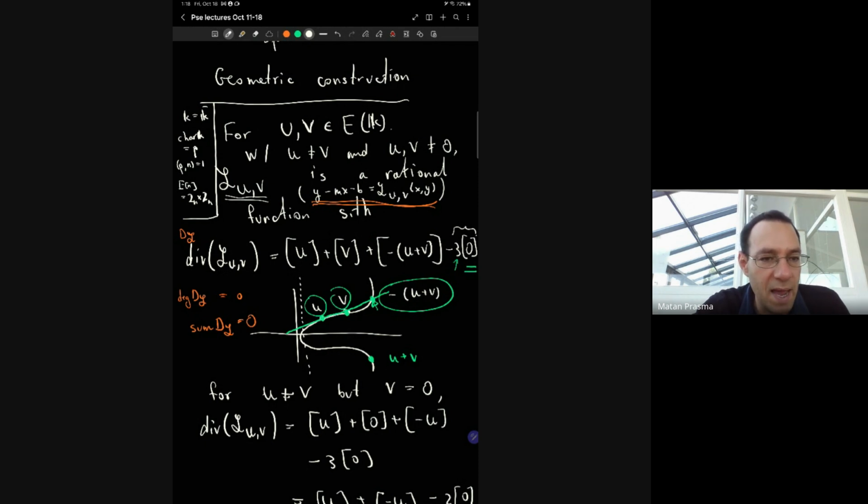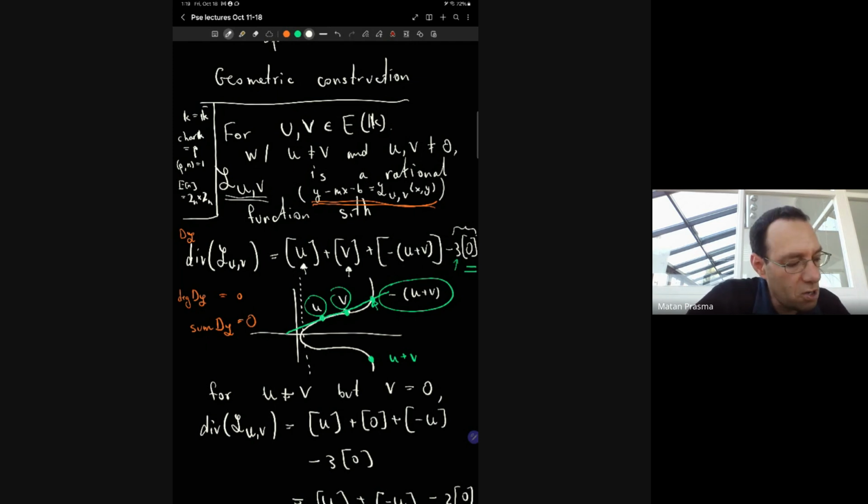I know that it has three zeros on the line, namely the point U. This is a zero, right? Because this is a line that passes through U and V. V is also a zero of this function, and minus U plus V is also a zero of this function. This function is a polynomial of degree one, and a polynomial of degree one cannot have more than three intersection points with a curve of degree three. This is like Bezout's theorem, or stuff that we proved explicitly. So I know that there can be no other zero.